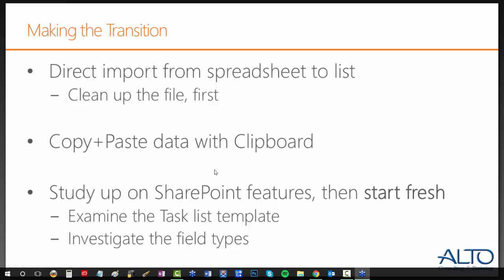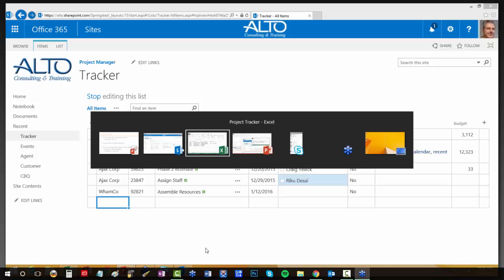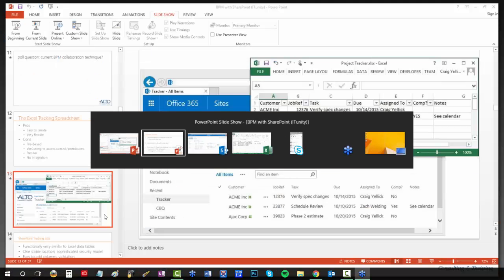So for starters, SharePoint ships with a task list template that has a lot of sophisticated process management features already set up and ready to go. And so if you begin your process by starting with a task list, you can always remove the things that you don't like, add additional fields if necessary, and then definitely take a look at all the different field types and decide whether or not they might be useful to you. So let me try that here.